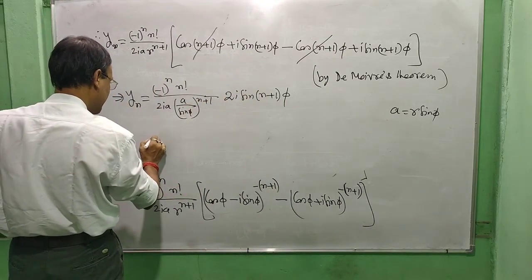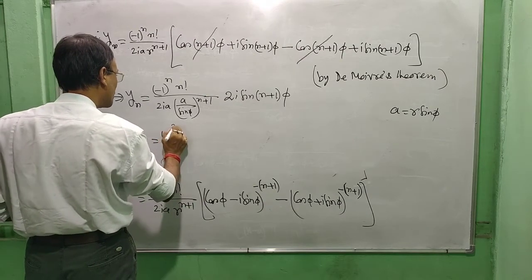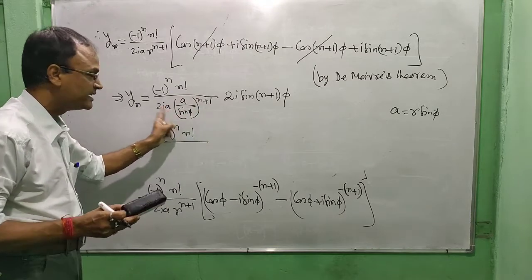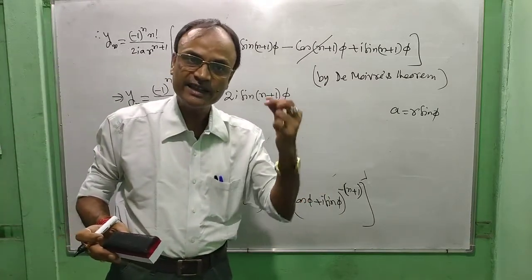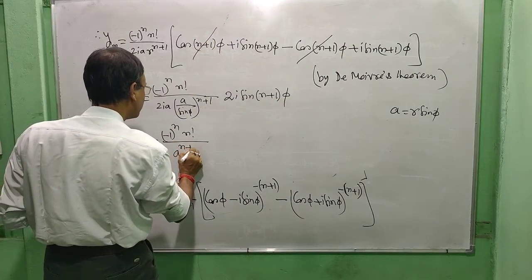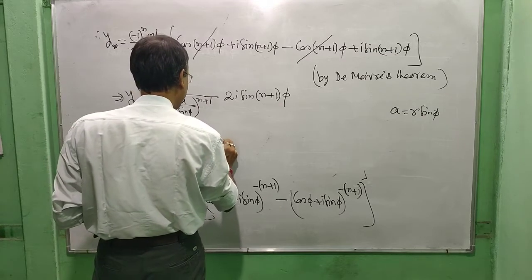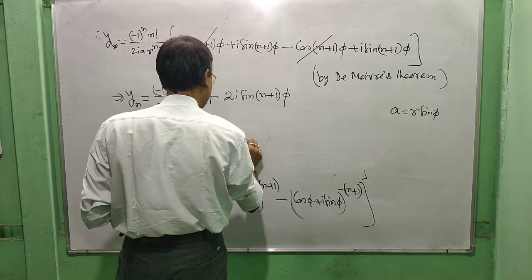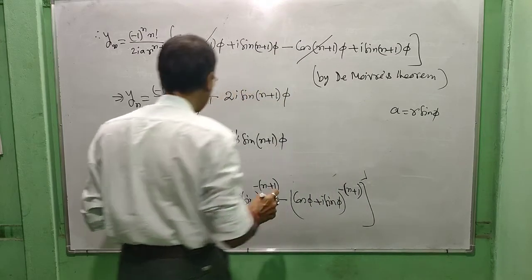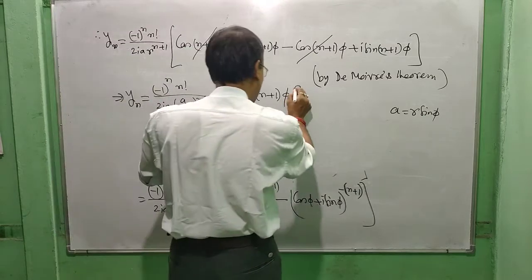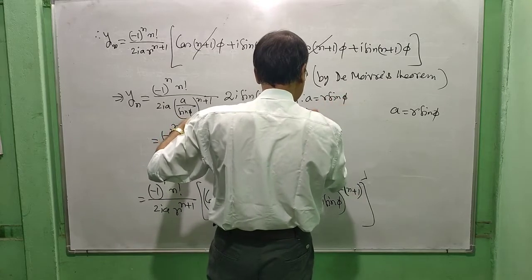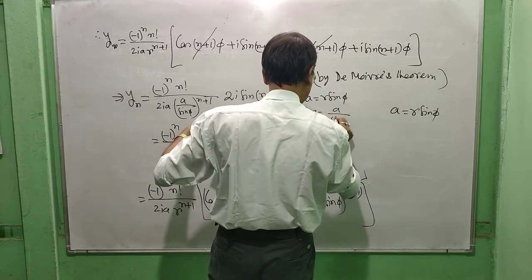Twice i will be cancelled. This is equal to (-1)^n n! divided by a^(n+1) into a^(n+1)... into a, it will be a^(n+2), and it will be sin^(n+1) phi sin of (n+1) phi. Here you may write, since a is equal to r sin phi, therefore r is equal to a by sin phi.